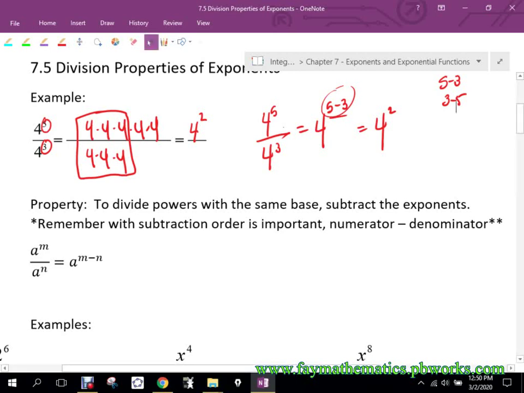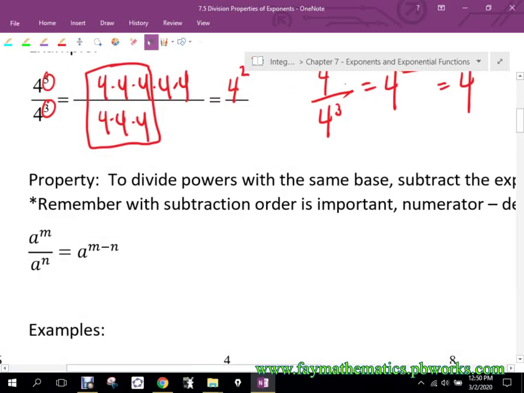The general rule here says if I've got a to the m power divided by a to the n power, then that is going to equate to a to the m minus n. Okay? So that's the idea. In the last example, 4 was our a, 5 was m, 3 would have been n, and that's how we get 4 to the 5 minus 3, or 4 squared. Is it okay? All right.